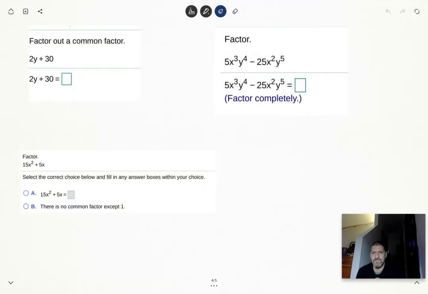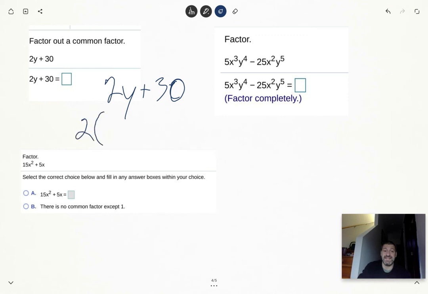Okay, now let's do some factoring of binomials, and we're going to be using that in solving quadratic equations. So what number goes into both 2y and 30? What can I factor out? I can factor 2 out of both terms. If I take that 2 out of both those terms, what am I left with? 2y divided by 2 would just be y, and 30 divided by 2 would be 15. So I've factored that down.